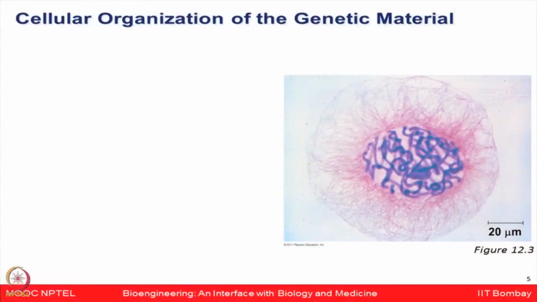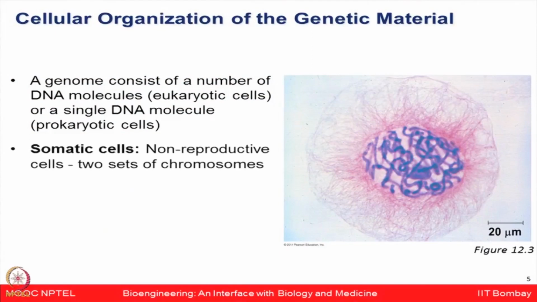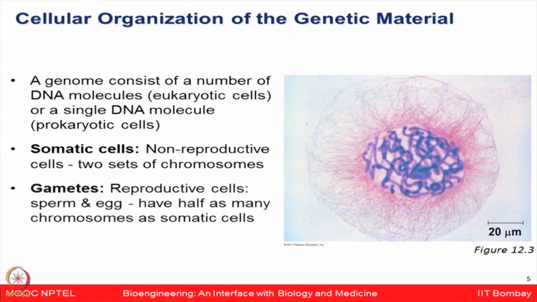So, what is the cellular organization of the genetic material? If you think broadly, a genome consists of the entire DNA molecules in case of eukaryotic cells, and if you think about the prokaryotic cell context, it is a single DNA molecule. Now, let us also get some definition for somatic cell. These are the normal body cells, non-reproductive cells which contain two sets of chromosomes, whereas the gametes are the reproductive cells, especially sperms and eggs, and they contain half as many chromosomes as the somatic cells. So, let us now talk about cell cycle.